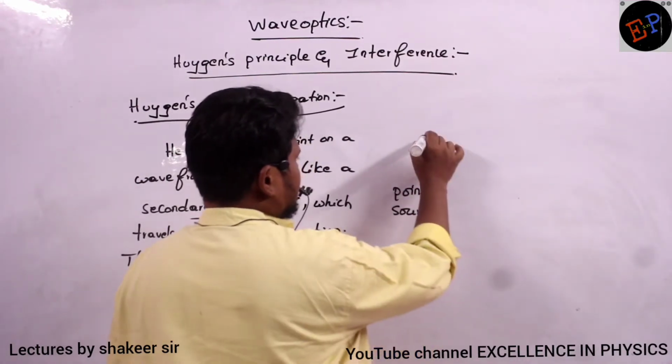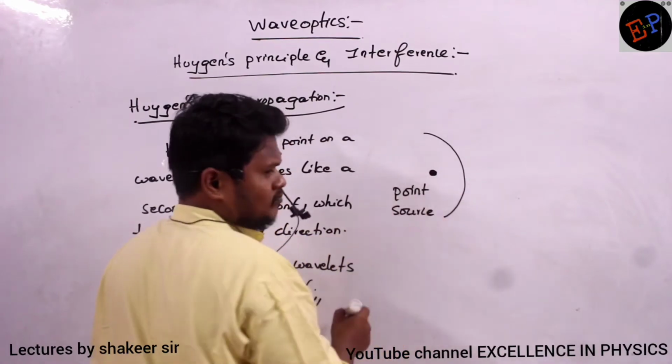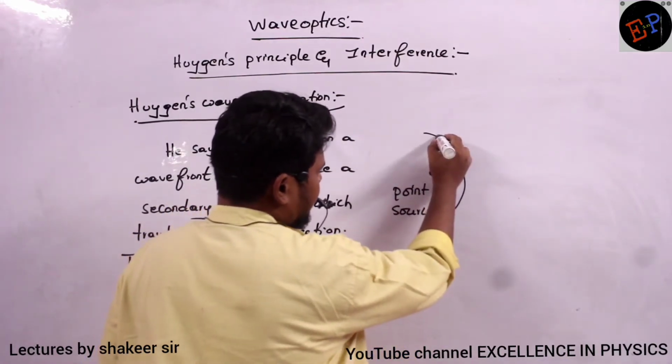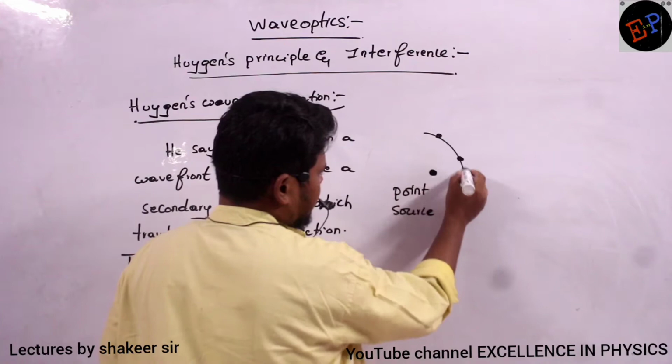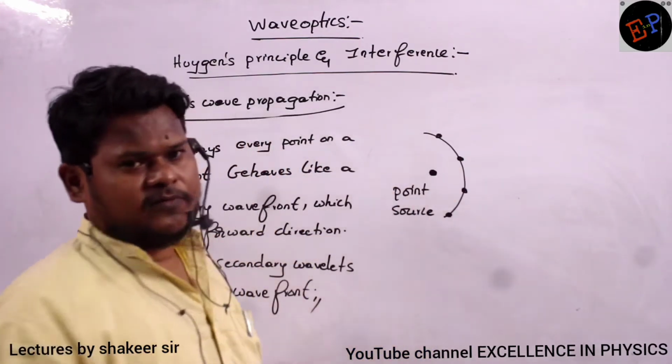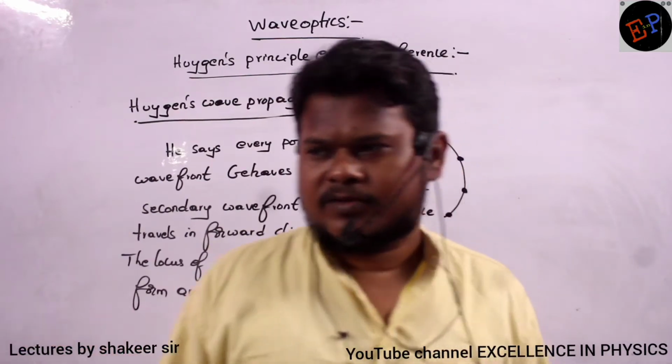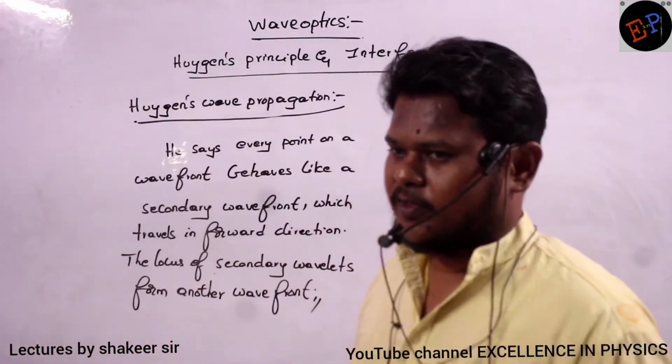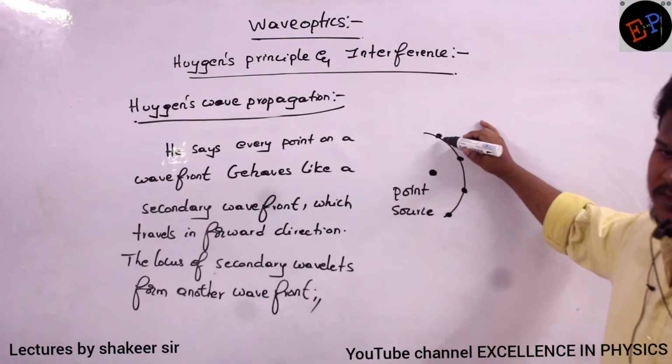Okay. So this produces a wavefront. Now he says that every point on this wavefront behaves like a secondary source of light. That's Huygens' theory. So this behaves like a source of secondary wavefront.